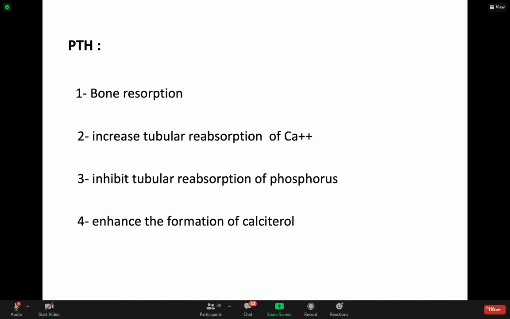طبعا PTH also will stimulate the 1-alpha hydroxylase enzyme. But again, the 1-alpha hydroxylase enzyme is not going to be produced by the kidney. Okay? Clear?